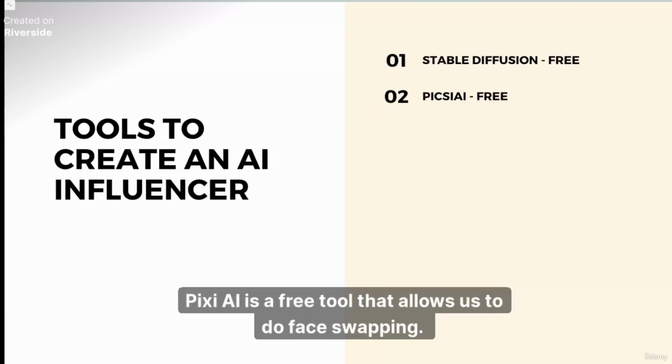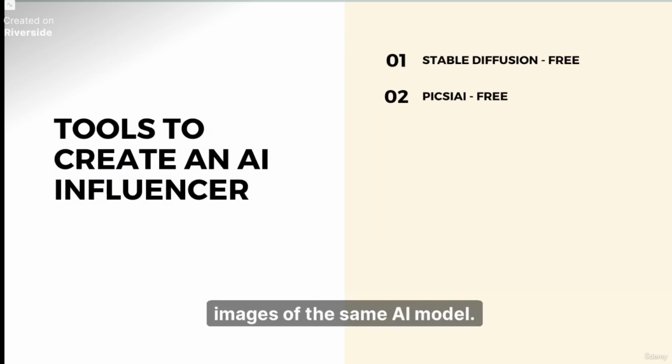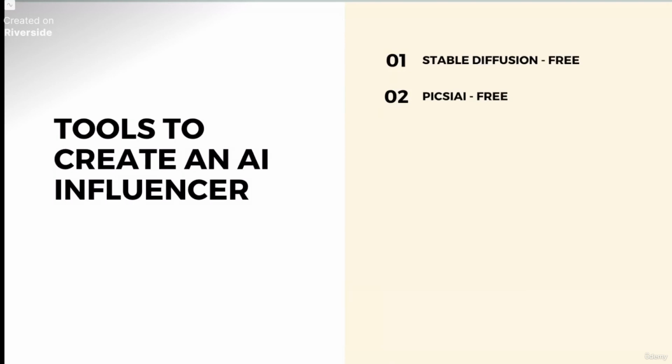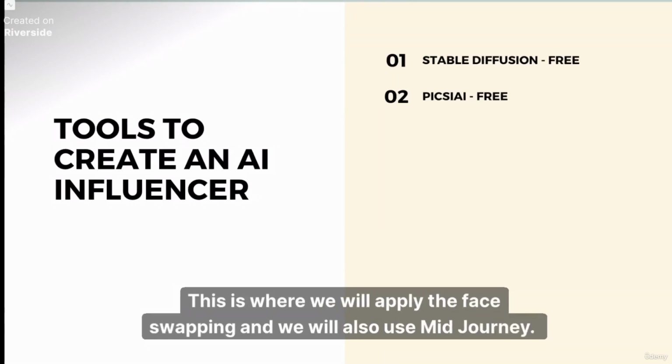Pixie AI is a free tool that allows us to do face swapping. Face swapping is a technique that we need to use to be able to create multiple images of the same AI model. This allows us to put the same face on multiple bodies or in multiple scenes. The third tool that we need to use is Discord, which is also free. This is where we will apply the face swapping, and we will also use Midjourney.